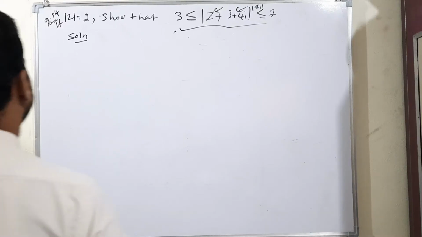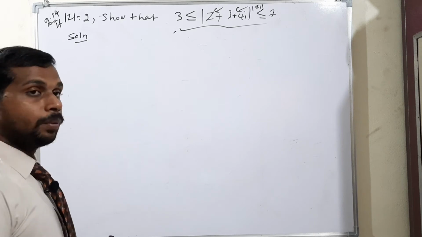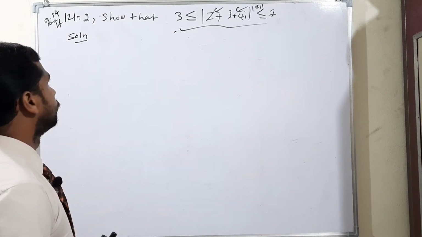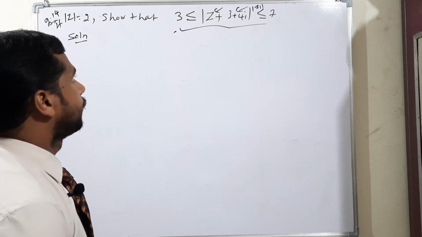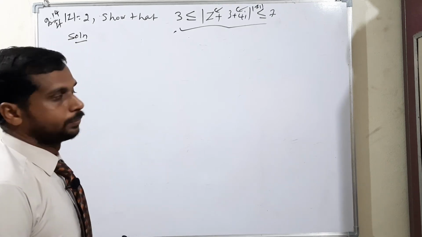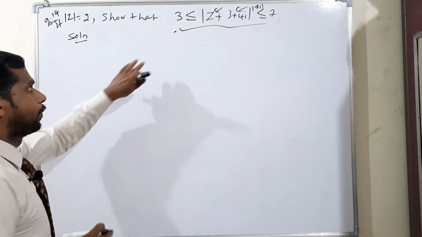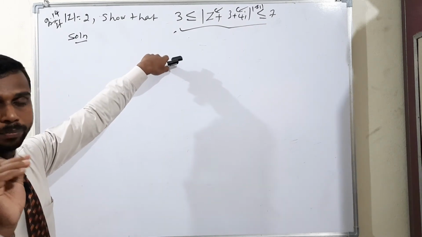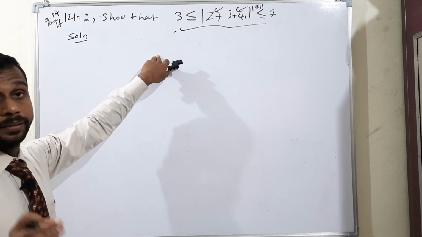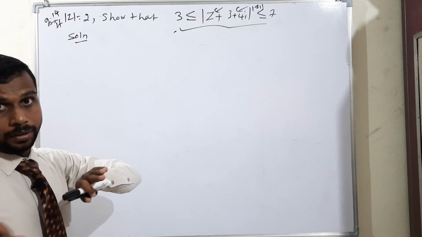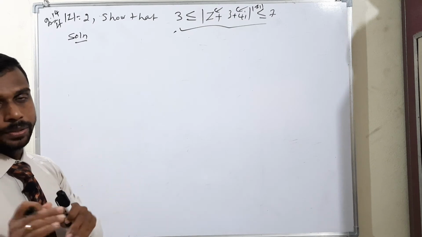I am moving to example 2.14, one of the important 5-mark questions. What is the question? If modulus Z is equal to 2, show that 3 is less than or equal to modulus of Z plus 3 plus 4i, less than or equal to 7. Before moving to the question, you have to learn one important property. You should learn it, then only you can attempt such types of questions. Definitely the same model in your book exercise question is homework.